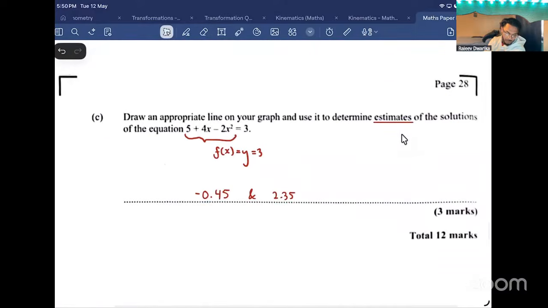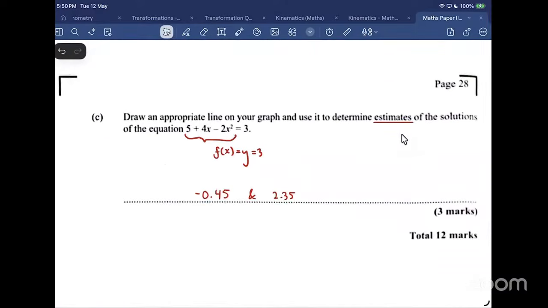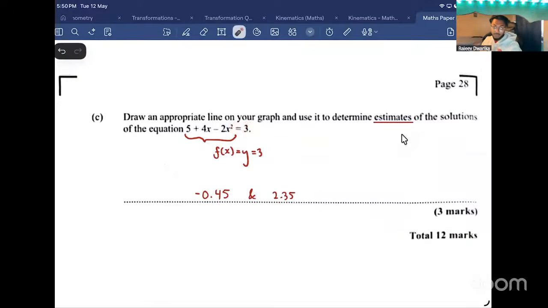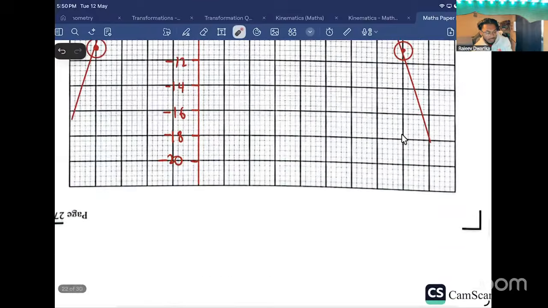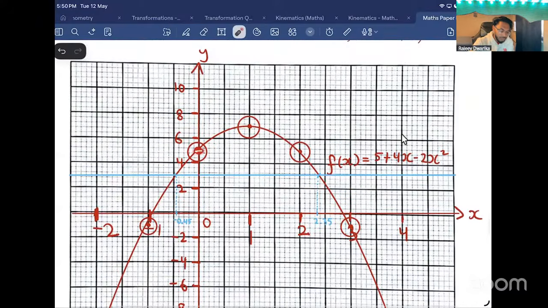This might give some students problems. Some people might have plugged this into the calculator and set it equal to 0. No. They want you to figure out the input for the function when the output is 3. You have 2 instances where the function gives you 3.